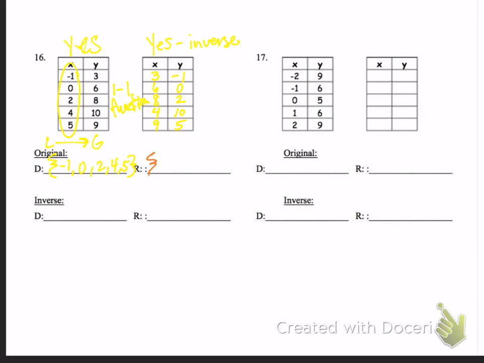Range, I do the same thing. So fancy curly bracket. I list them from least to greatest. So it's going to go 3, 6, 8, 9, 10, close. Then for inverse, I switch them. So domain becomes 3, 6, 8, 9, 10. Range becomes -1, 0, 2, 4, 5.